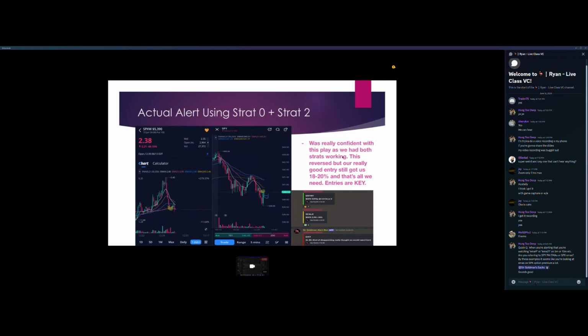And I was really confident with this play. We had both strats working. This reversed, but our really good entry still got us 18 and 20%. And that's all we need. Again, if you're not scaling at 20%, you must have a $50, $60, $70,000 account, because if I'm with $1,000 or $2,000 on Webull next week and I hit 20% and my contracts are up 50 bucks, I'm scaling. Not because I want to, it's because we need to. Entries are key. This was a perfect entry. 2.5. The low was probably 2.5. I probably got the low, to be honest.